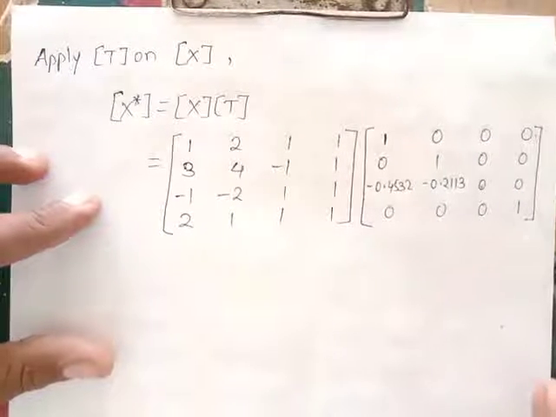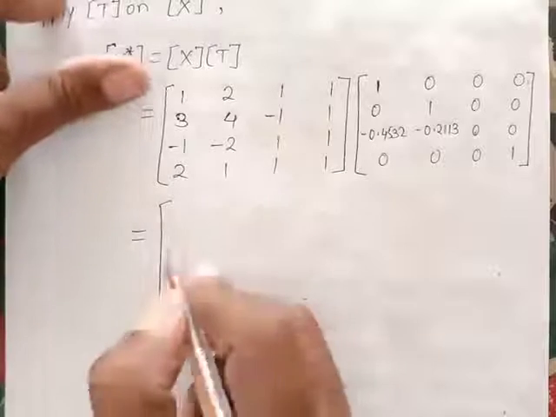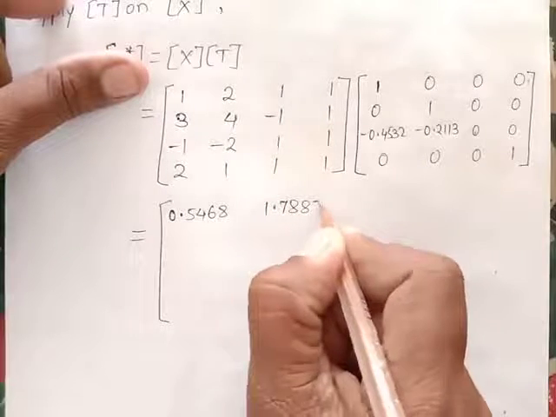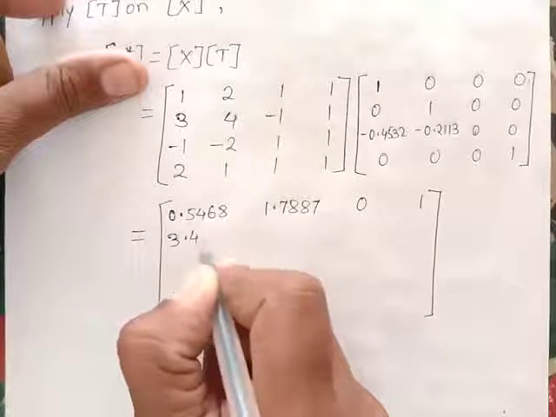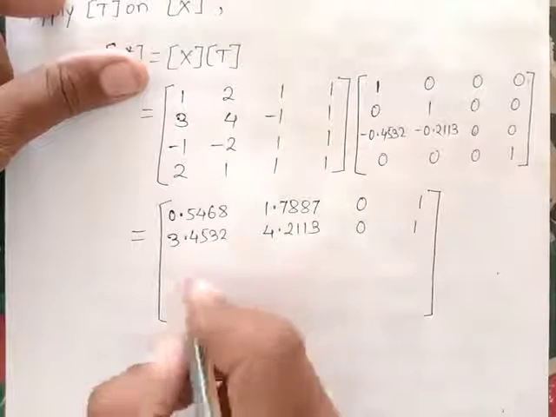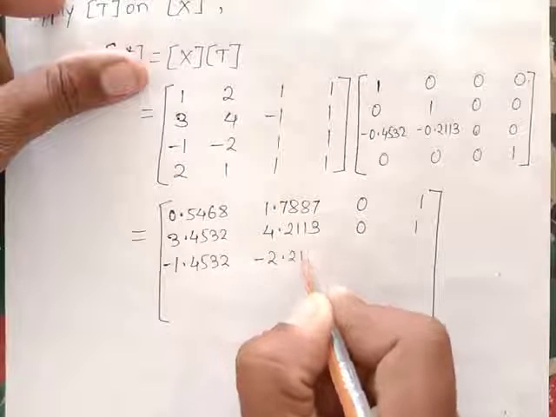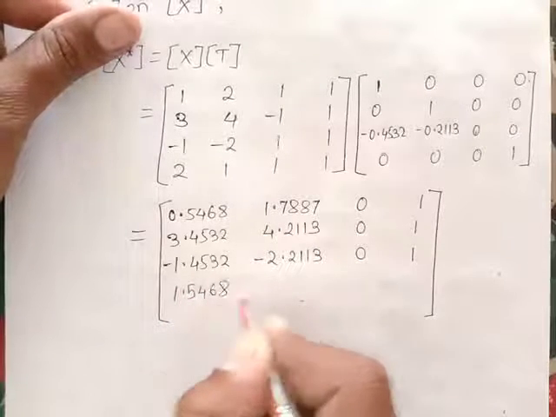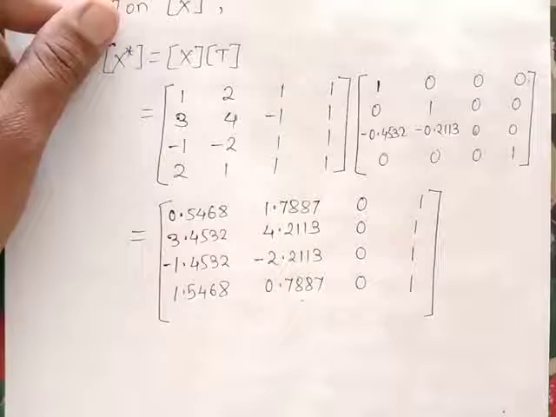Okay. Now let's take the product. This product gives us the answer: 0.5468, 1.7887, 0, 1; 3.4532, 4.2113, 0, 1; minus 1.4532, minus 2.2113, 0, 1; 1.5468, 0.7887, 0, 1. This is the answer for this problem.